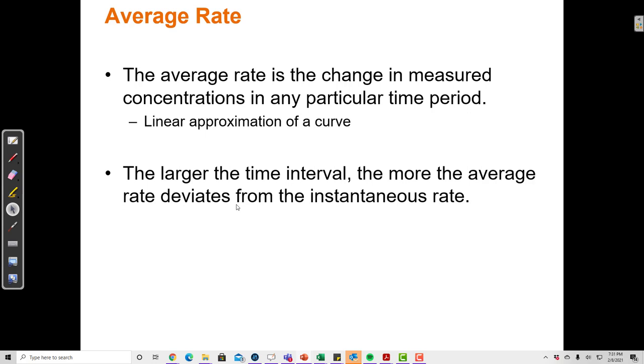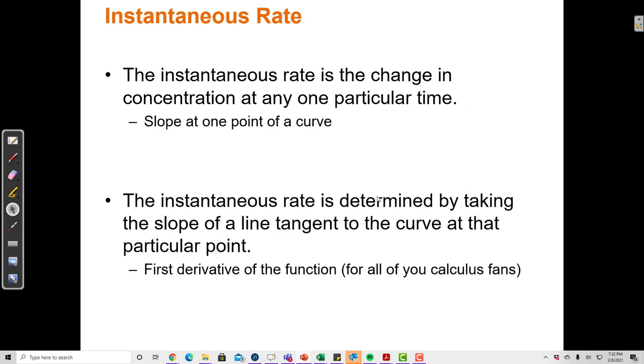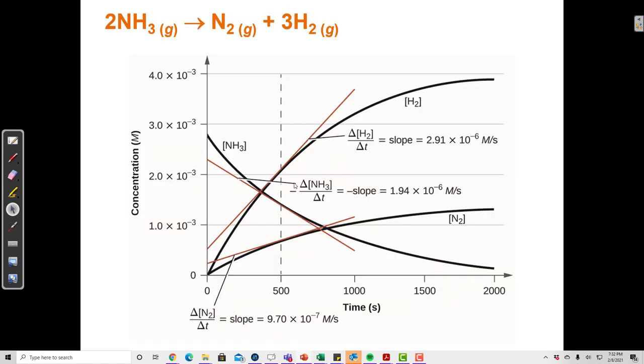The more it deviates from the instantaneous rate. The instantaneous rate is the change in concentration at any one point on that curve. So I'll just take any one point and calculate a tangent at that one point and find the slope.